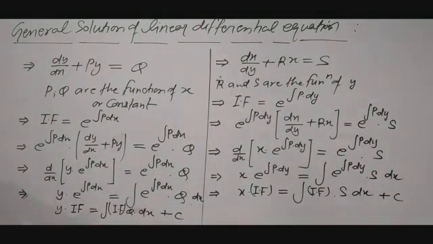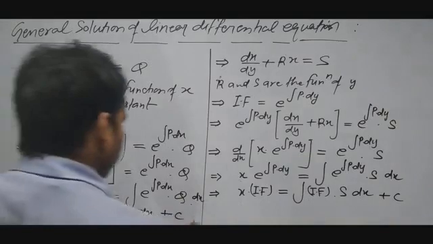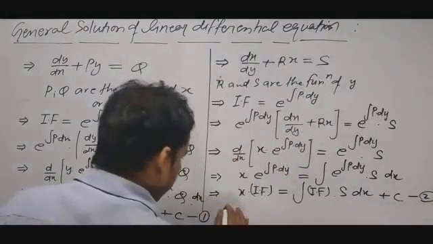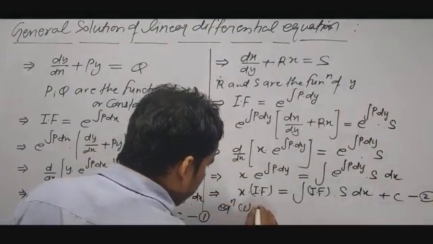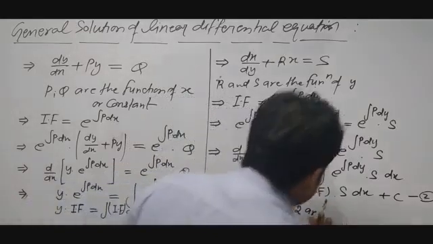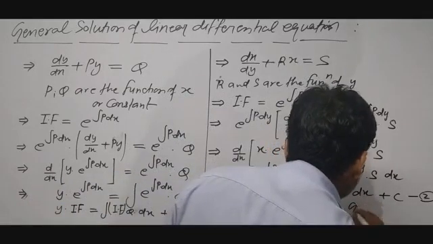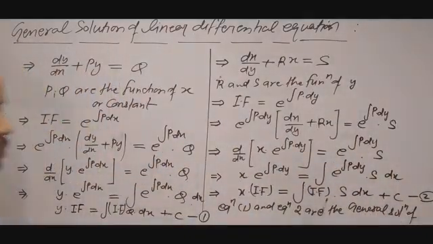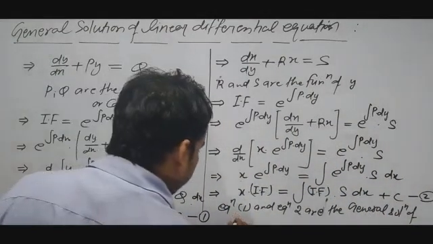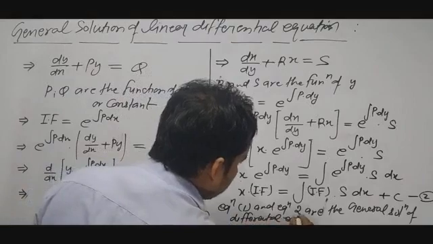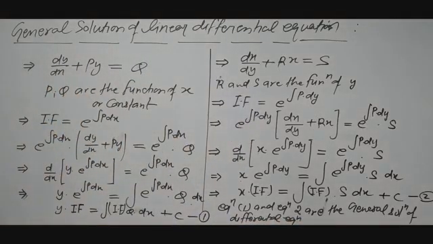Suppose this is 1 and this is 2. Both equations 1 and 2 are the general solution of the differential equation. Now this is completed.